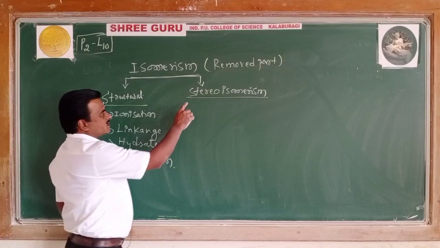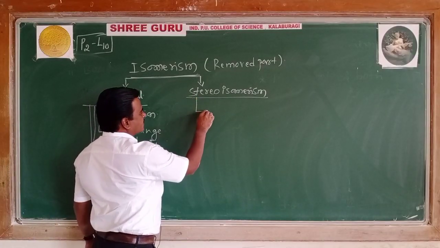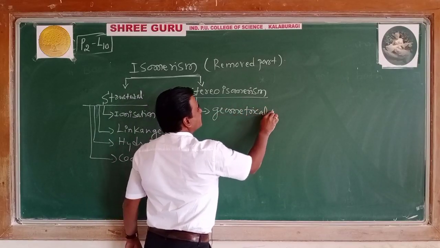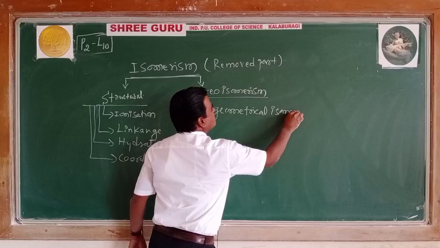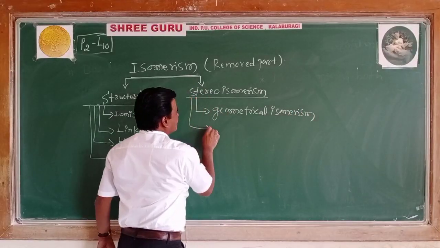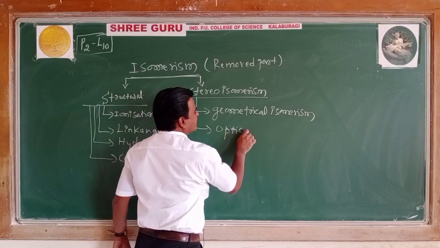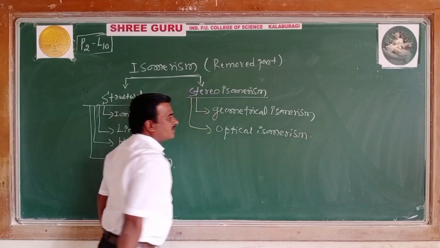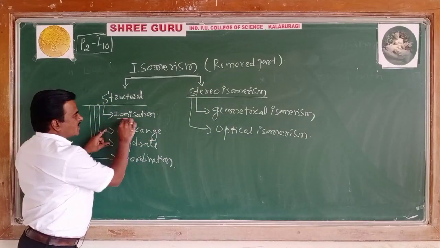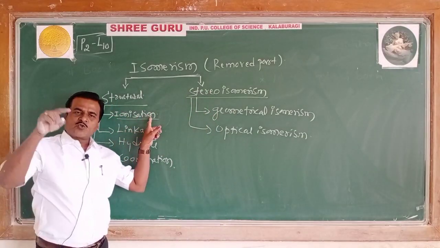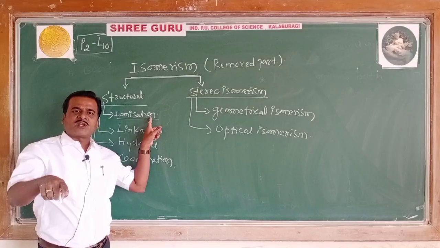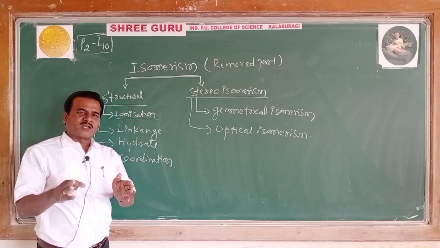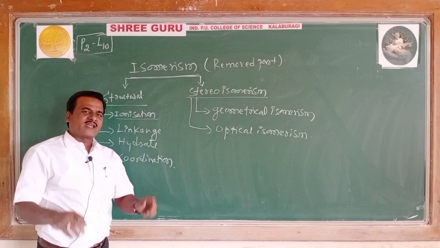Now coming to this stereoisomerism, which is divided into geometrical isomerism, and the next one is optical isomerism. Well, dear students, in brief, what about ionization isomerism? The coordination compounds, they contain the same molecular formula, but they produce different ions when they are dissolved in the water. Molecular formula remains same, but they produce different ions in water.